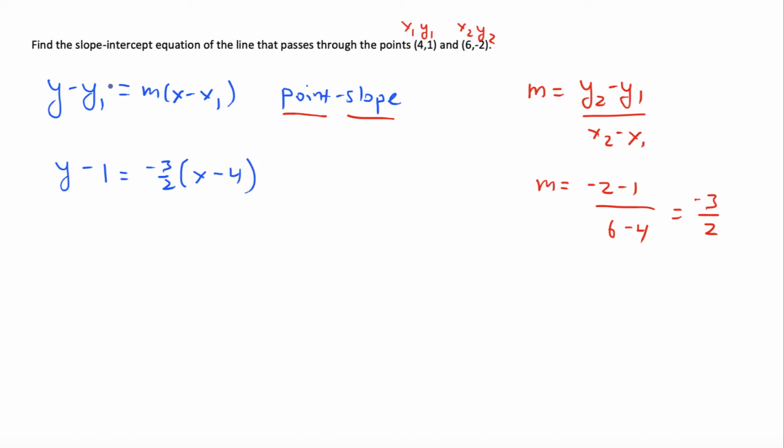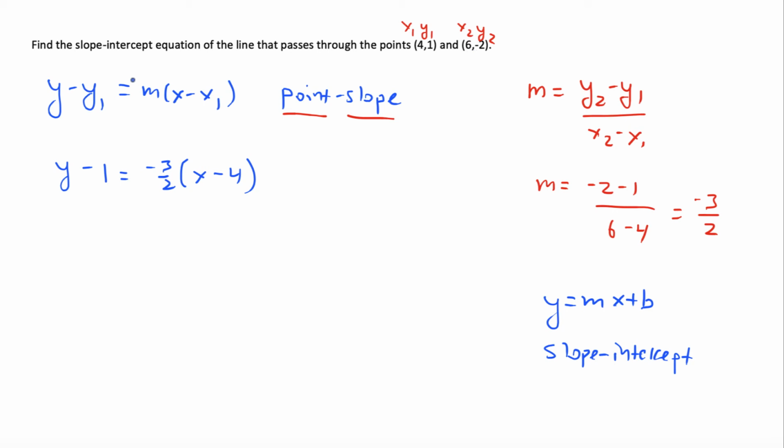Now at this point we should stop and read the question again. We want to find the slope-intercept equation of the line. So that means we want to solve this equation for y. Remember, slope-intercept form is y equals mx plus b. That's the slope-intercept form. So make sure you know what all 3 forms of the line are.